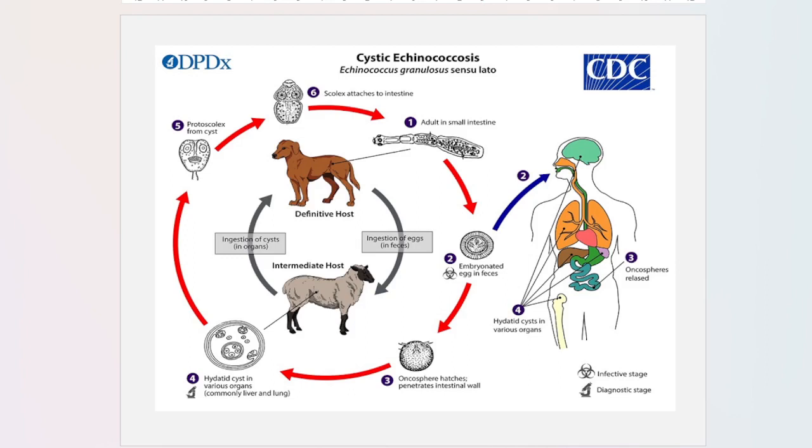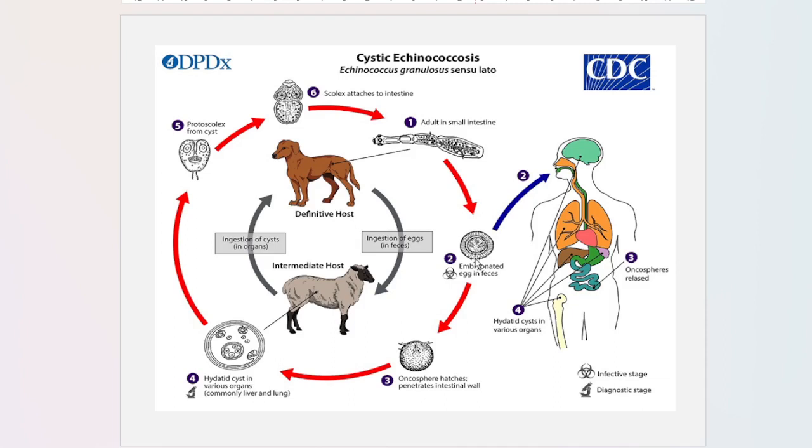After ingestion by a suitable intermediate host, like here we have sheep, or pwede din sa man, so accidental ingestion or fecal oral route of the embryonated egg. The egg is already embryonated once that is passed in the feces. Hindi kagaya ng Ascaris and Taenia, kailangan nila ng soil. So again, I want to clarify that one, okay?